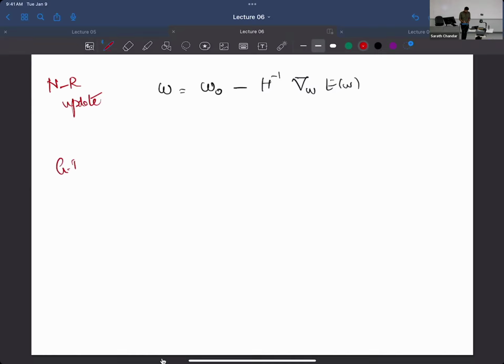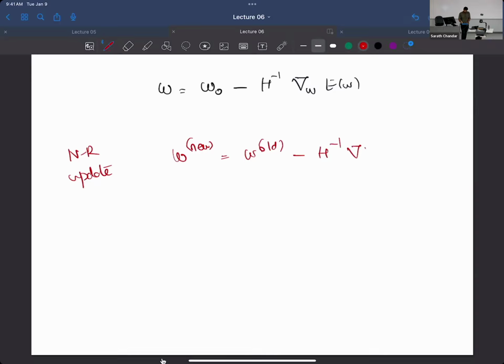Now the gradient descent update rule for you to compare against is W is equal to W0. Well, maybe let me write the Newton-Raphson as a general form. So the Newton-Raphson update is W new is equal to W old minus H inverse of the gradient. And the gradient descent update is given by W new is equal to W old minus alpha times the gradient.